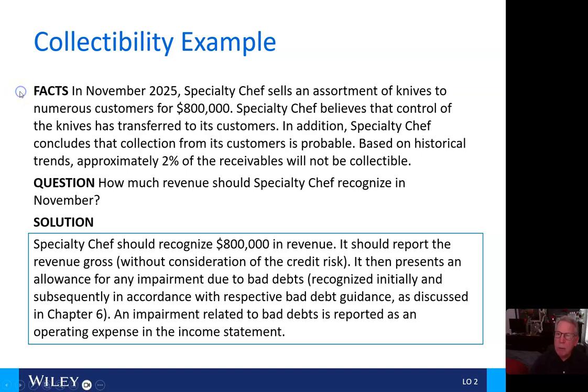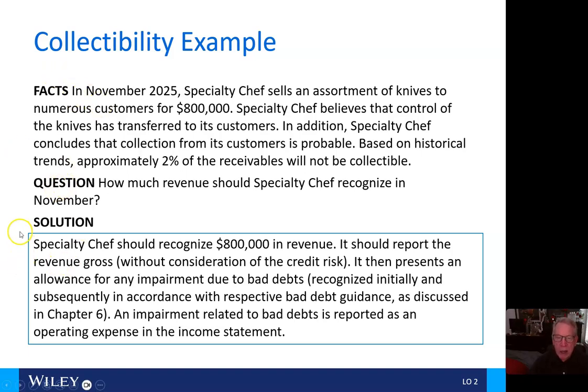So here's an example. In November 2025, Specialty Chef sells an assortment of knives to numerous customers for $800,000. Specialty Chef believes that control of the knives has transferred to its customers. In addition, Specialty Chef concludes that collection from its customers is probable. Based on historical trends, approximately 2% of the receivables will not be collectible. How much revenue should Specialty Chef recognize in November?